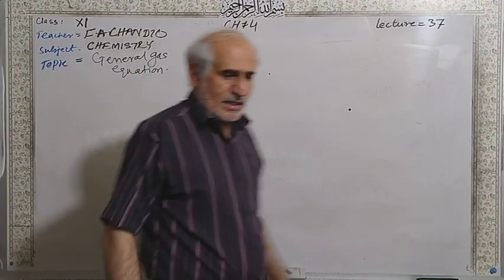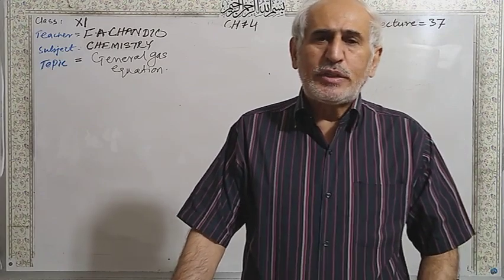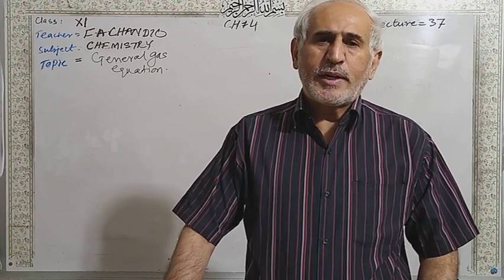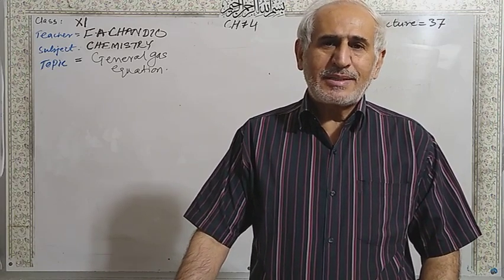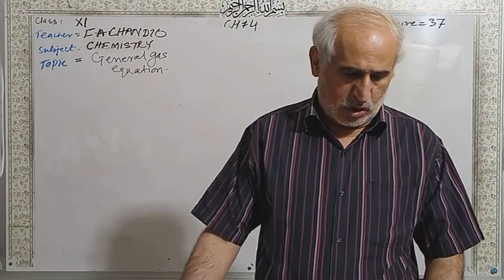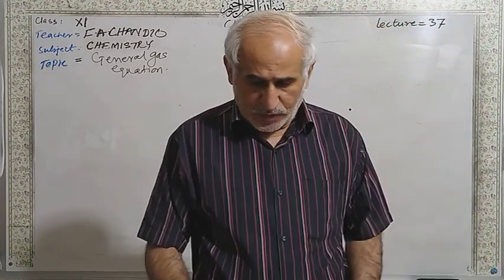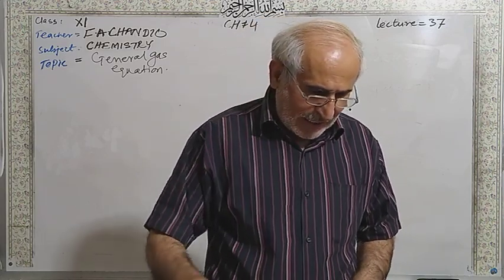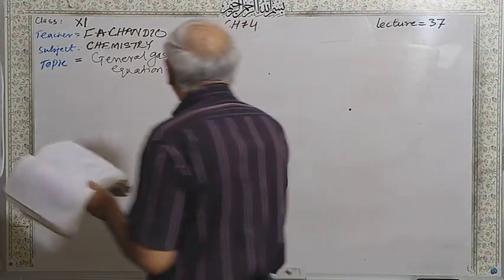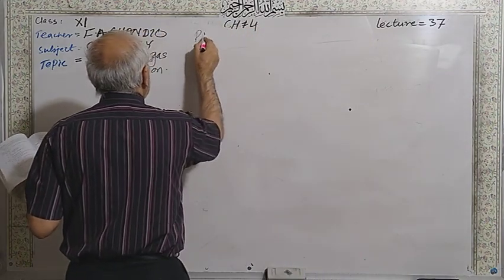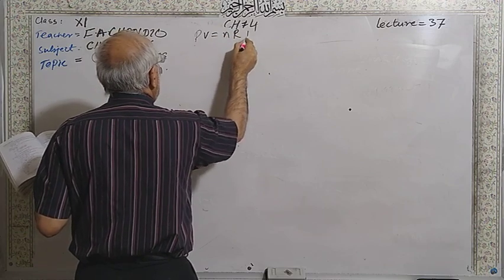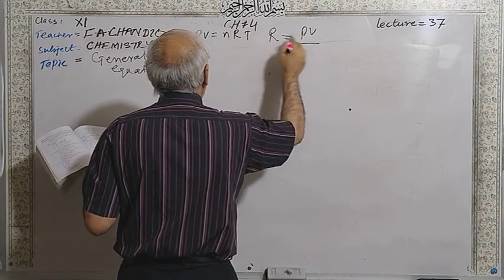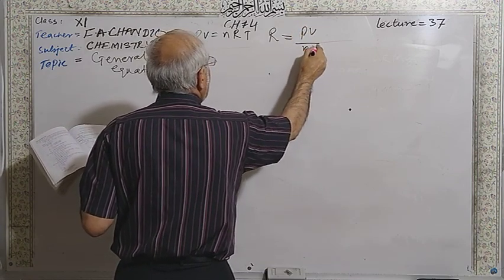So in the previous lecture we derived the different units of the general gas equation, and also we derived the molecular mass, density and mass of the gas. So general units. There is one more unit we are going to explain, the SI unit. PV equals nRT, so R will be equal to PV over nT.